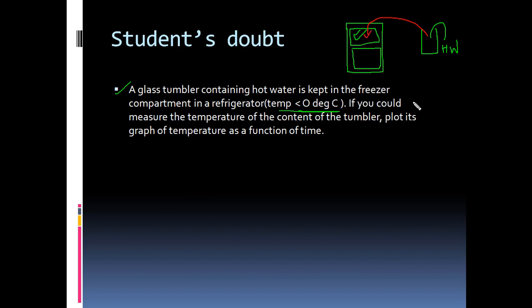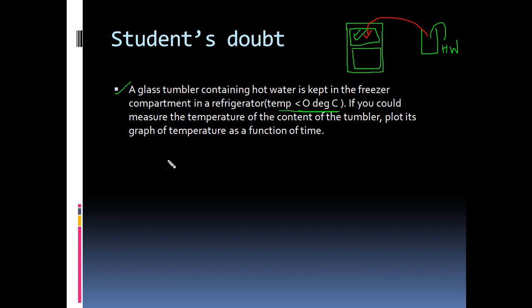Now if you could measure the temperature of the content of the tumbler, plot its graph of temperature as a function of time. That means if you are putting something inside a refrigerator, obviously the temperature of that thing will decrease with respect to time. Now this is hot water. Consider that you have a glass of hot water. You will put the hot water in your refrigerator. So what will happen? After a certain time, when you open the door of the refrigerator, you see that hot water will become cold water. So that is the thing that happens here.